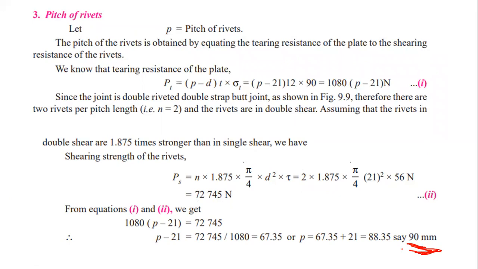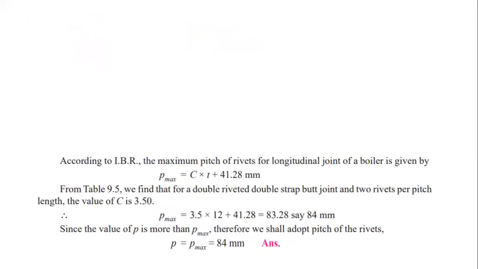Minimum pitch is equal to 2 times the diameter, that is 2d. Minimum pitch P minimum equal to 2 into small d. And also you have to check the maximum pitch of the rivets. For determining the maximum pitch of the rivets, you have to use this formula. P max, the maximum pitch of rivets, equal to C into T plus 41.28 mm.